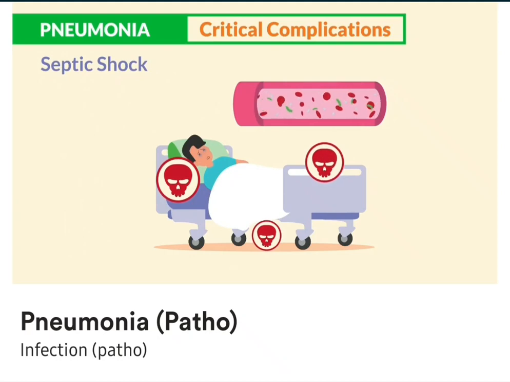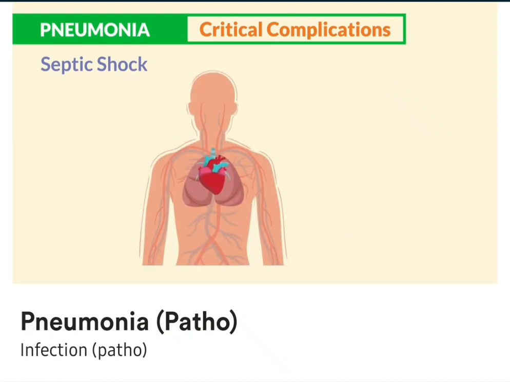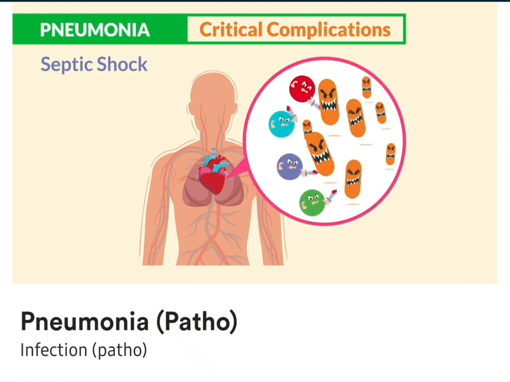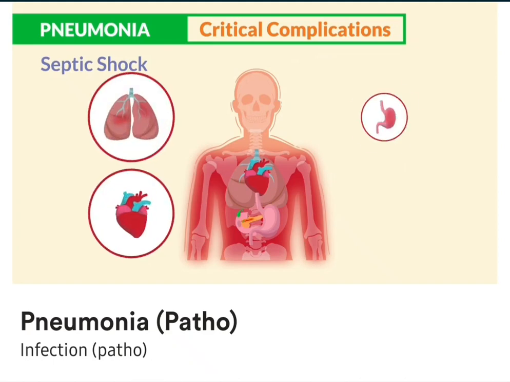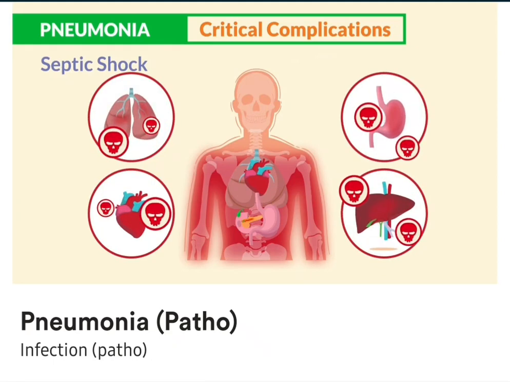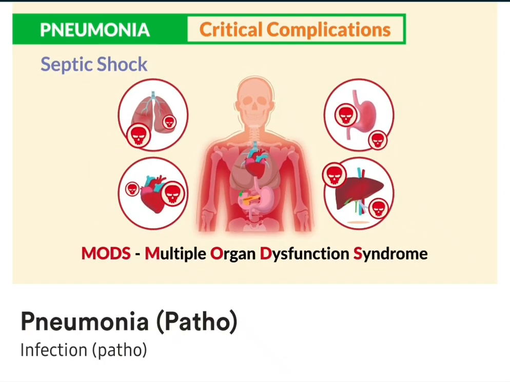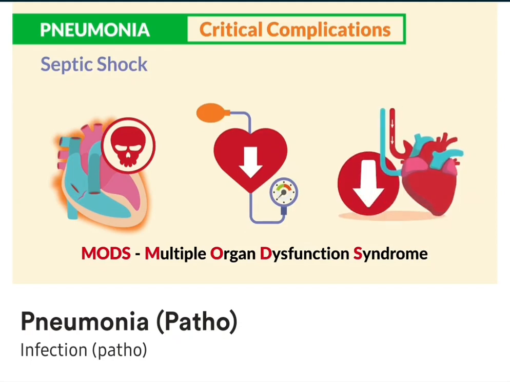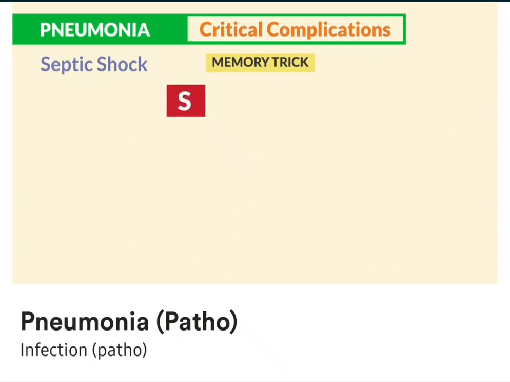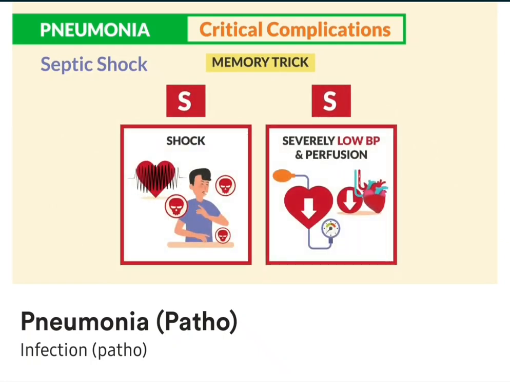Now another complication is septic shock. This can occur if infection gets severe, as the body releases chemicals into the bloodstream to fight the infection. In result, the total body becomes inflamed, which can damage multiple organs within the body itself, causing them to fail. And this is known as MODS, multiple organ dysfunction syndrome. Naturally, we see cardiovascular collapse with low blood pressure and low perfusion, that low oxygen. So the memory trick, just think S for shock as S for severely low blood pressure and perfusion.